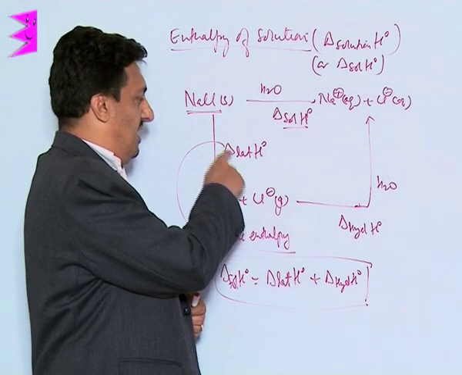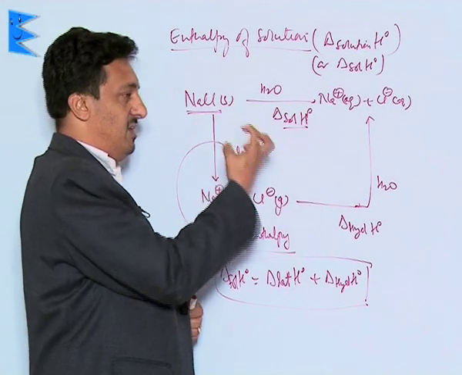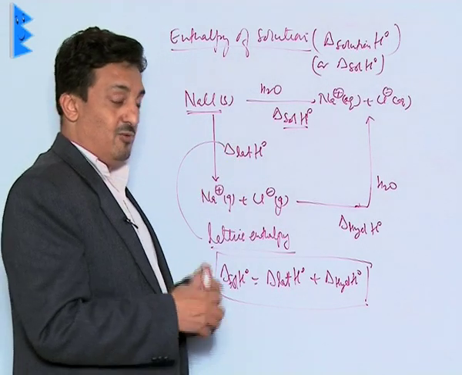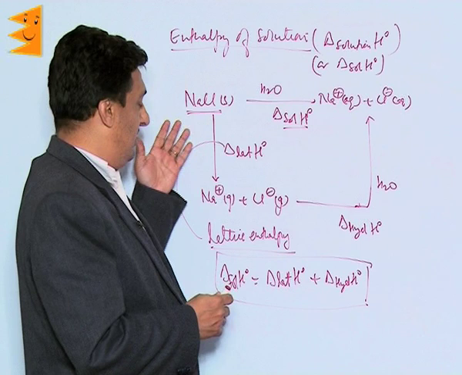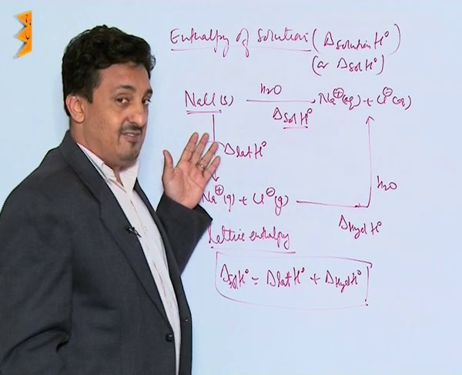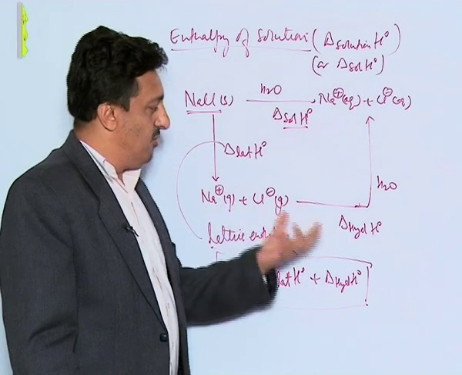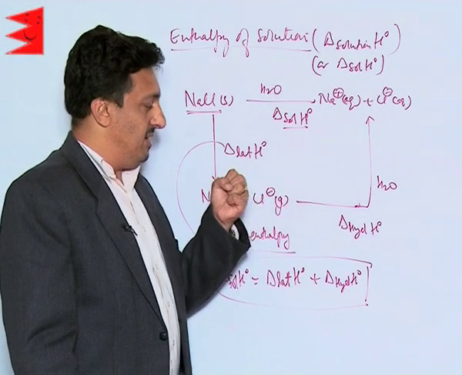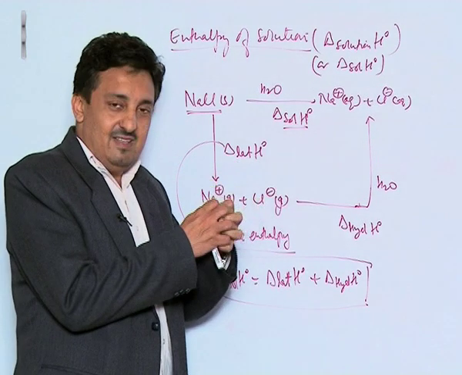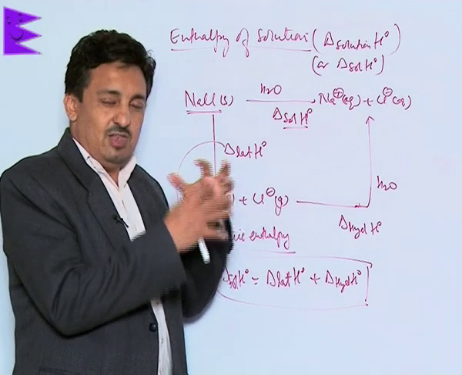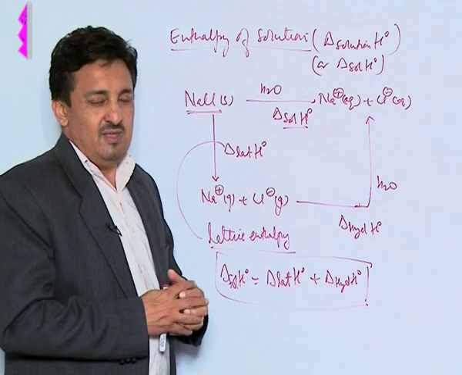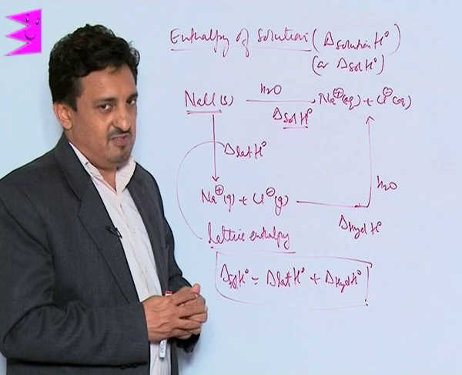Also, we need to know that the higher the lattice enthalpy, the stronger the ionic solid. So more energy is required to break the crystalline solid from its ionic crystalline state into the individual ions. And the more negative the hydration enthalpy, the smaller the sizes of the ions. That is why more water molecules or solvent molecules are attracted by these particular ions, and more energy is released.